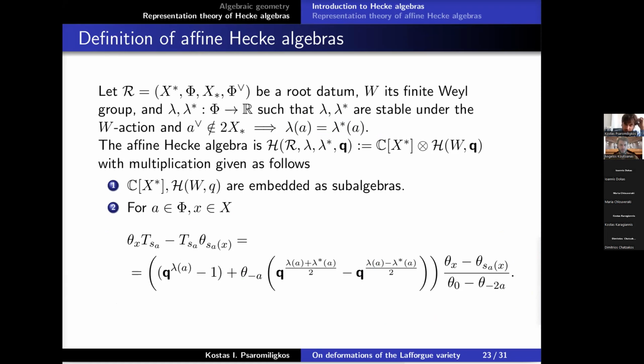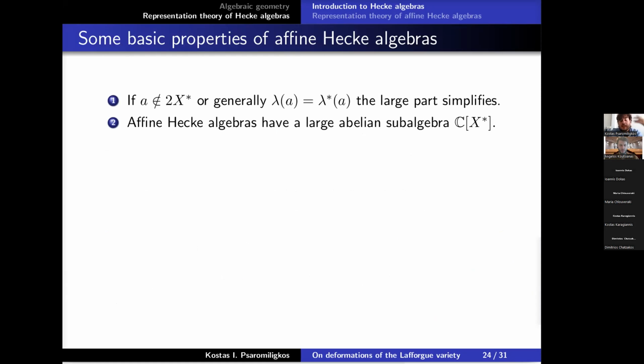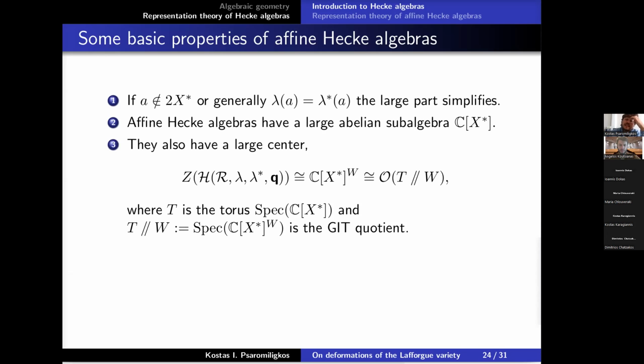So let me just gather up these observations. The large part can simplify. They have a large abelian subalgebra. And for reasons that will be obvious later, they have a large center, which I want to write in another way. So we saw that W invariant elements are in the center. We didn't see the center is equal to that. This is actually the content of the classical Satake isomorphism. And we can write that as regular functions on this scheme. This is called the GIT quotient.